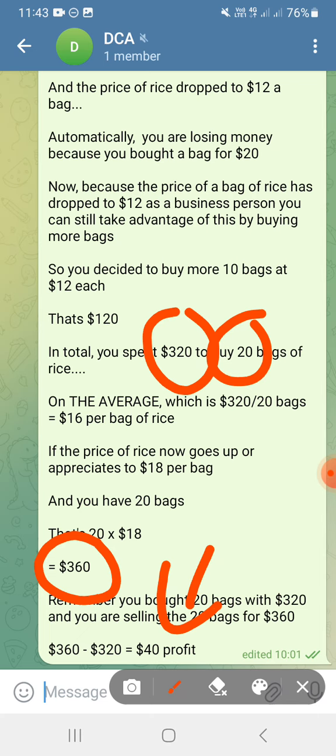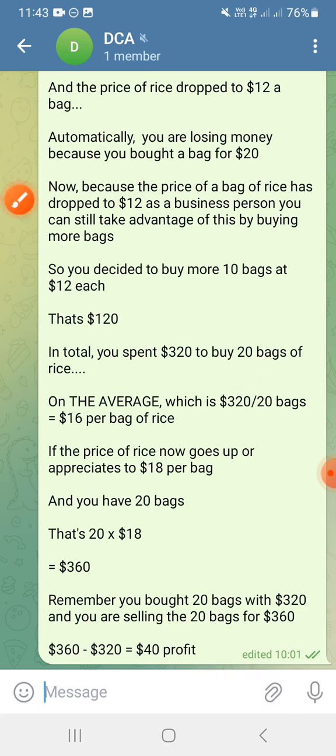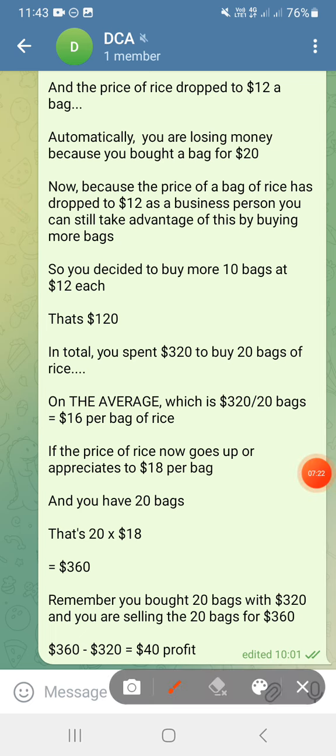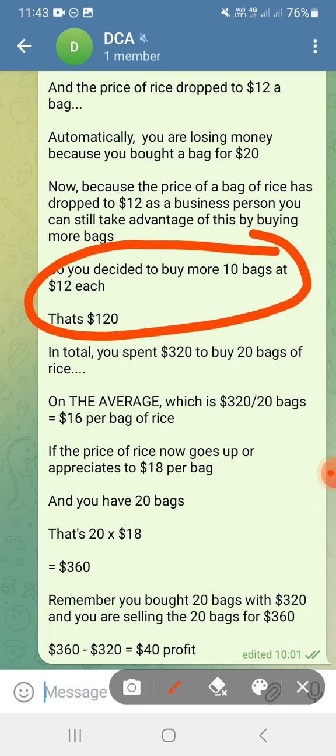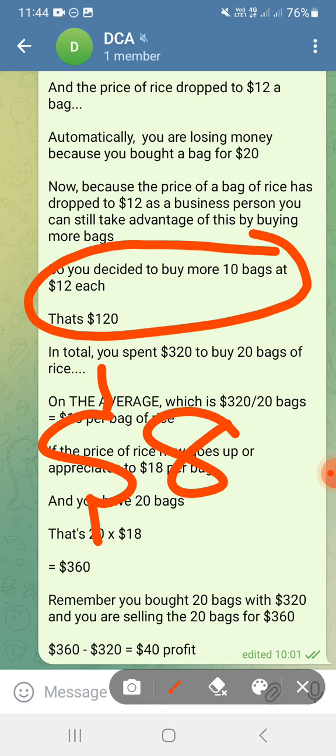Hope this is clear. Very, very clear, right? Good. Now, you can do dollar cost average one time, it can be 2 times, it can be 3 times, depending on how the market is moving. So let's say after you have bought 10 more bags for $12 each, the price of rice again goes down to $8. Okay? $8. You say, wow. Okay, let me buy additional 10 bags of rice.